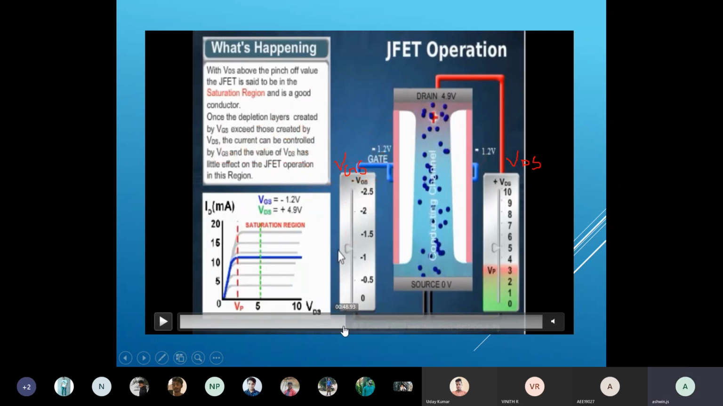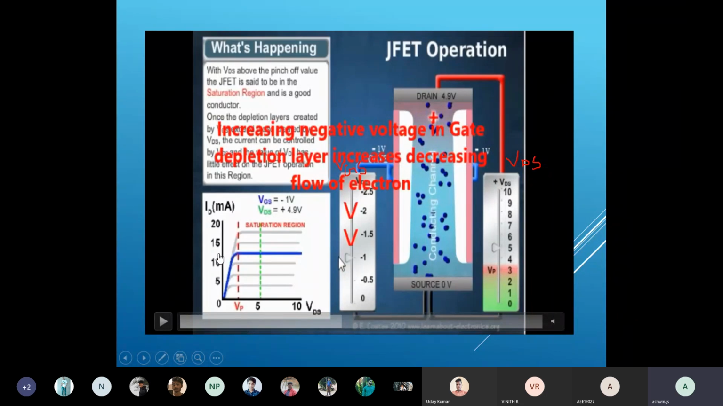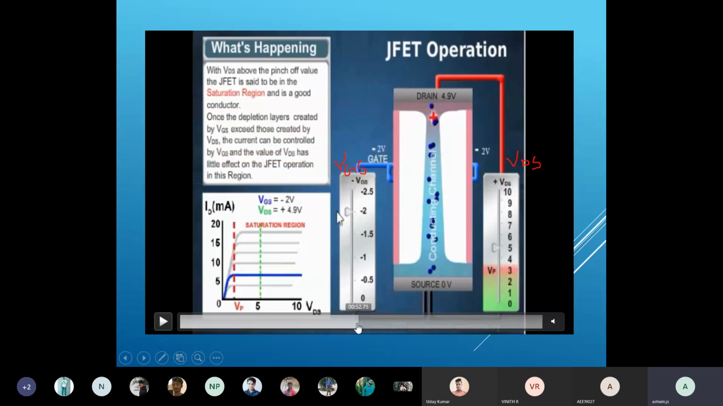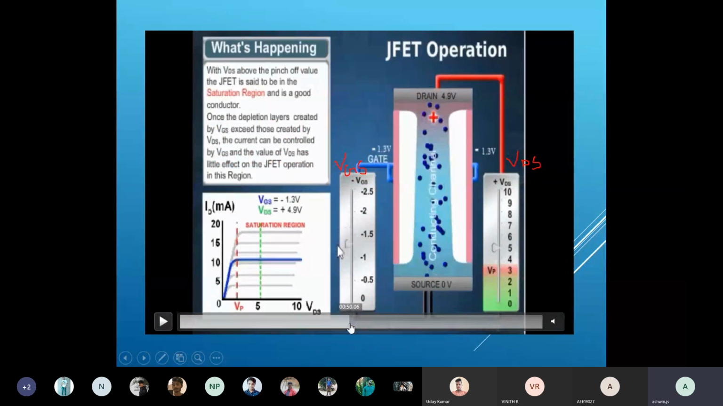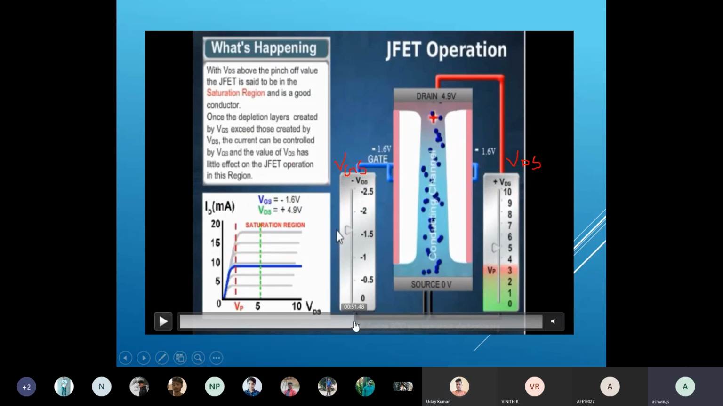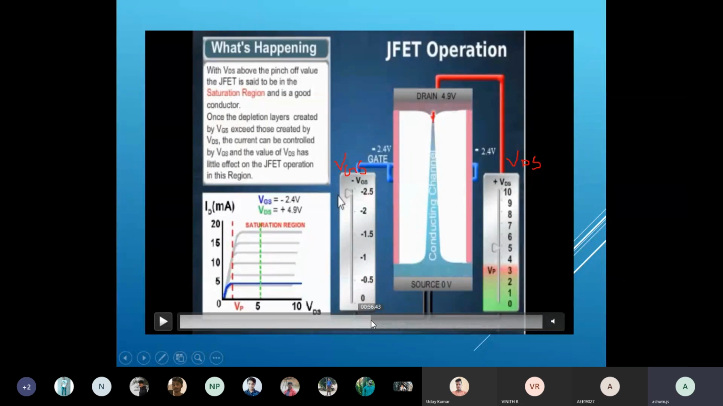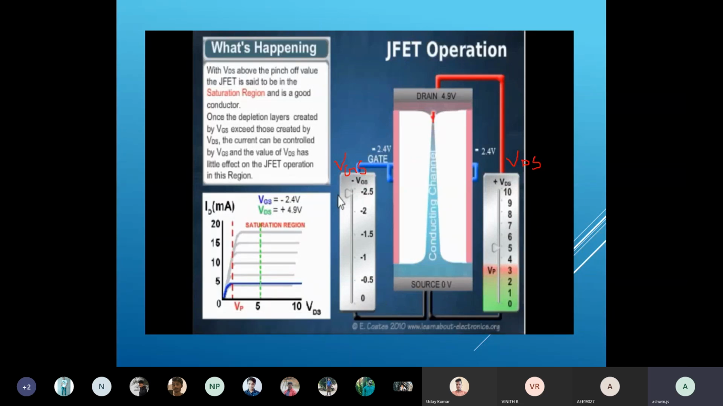If I keep it at minus 1, I am getting a maximum current of 13 milliamps. And again, if I keep it at minus 1.5, I got a maximum current of 10. If I keep minus 2, I am getting a maximum current of around 6. And if I keep minus 2.5, the maximum amount of current is 5. And look at this JFET channel. What happened? I kept minus 2.5.